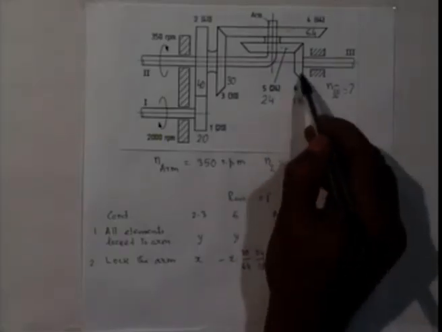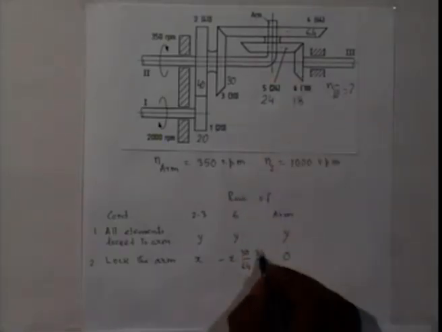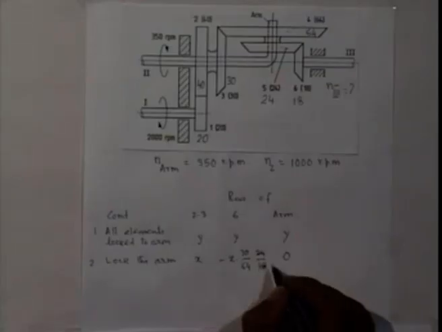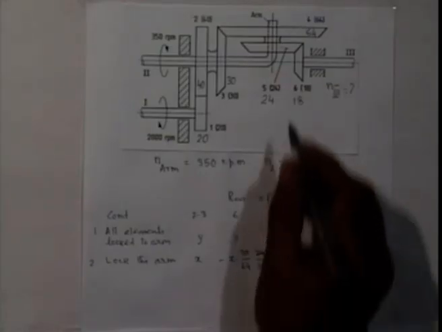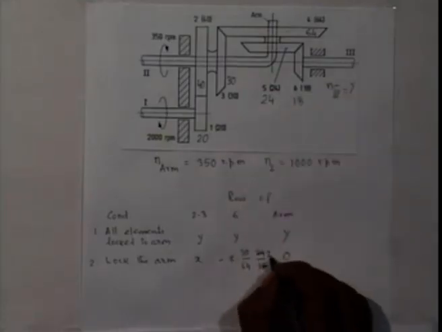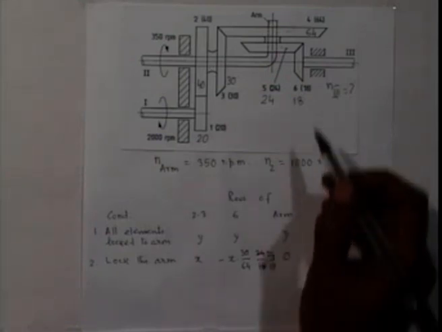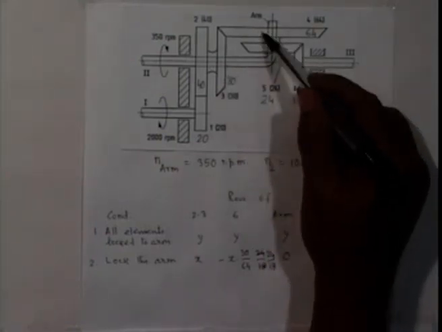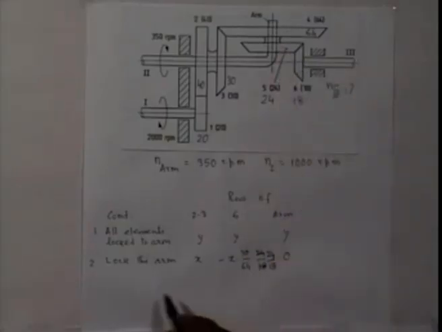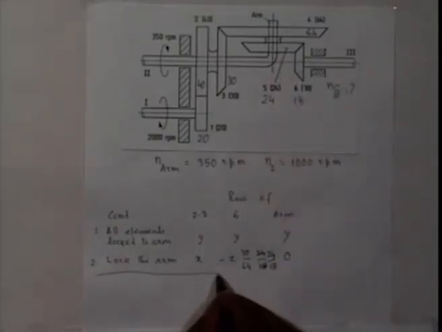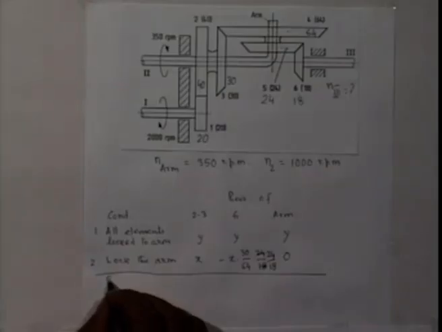This has 24 teeth and this has 18 teeth, so it is not 24 by 18. This will rotate more, so it is all right, 24 by 18. This is rotating 30 by 64, this is rotating 24 by 18. So, now we get the resultant.